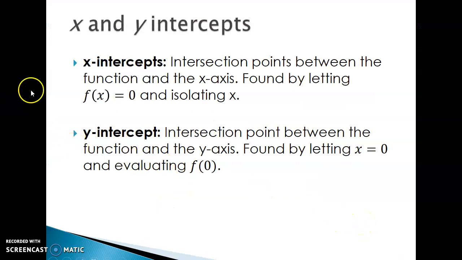The second element are the x and y intercepts. Remember, the x-intercepts are intersection points between the function and the x-axis. And how do you find them? Well, you just need to let the entire function equal to 0 and then isolate the x. And for the y-intercepts, those are the intersection points between the function and the y-axis. And you find them by letting x equal to 0, just the x equal to 0, and substitute or evaluate f of 0.